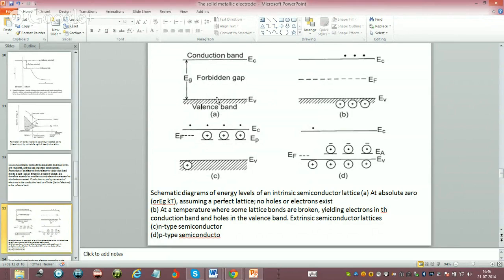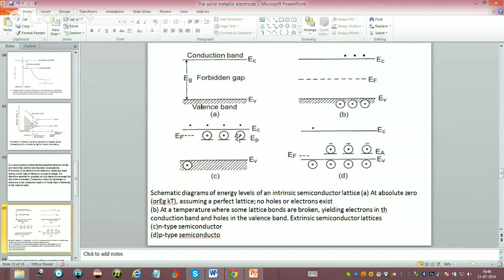This is not a three-dimensional model. Okay, the three-dimensional model will be slightly different. So when the occupancy of the positive ions and negative electrons are equal, then the Fermi level will be exactly in between the conduction band and valence band.